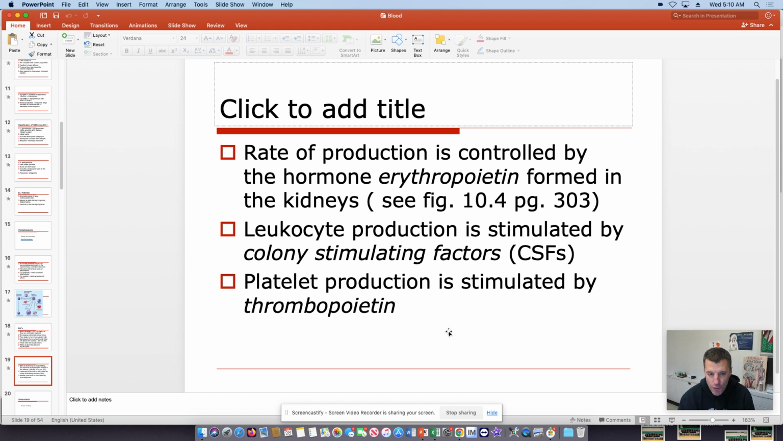The rate of production is controlled by erythropoietin, which is formed in the kidneys, and that process is shown on page 303. That diagram and the balance, the teeter-totter seesaw thing, is showing how it's a homeostatic process, and so with normal blood oxygen levels, it's level. Decreased red count, decreased availability of oxygen to the blood, or increased demands for oxygen.